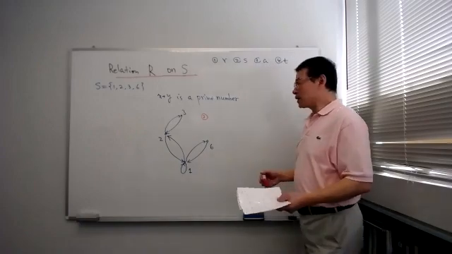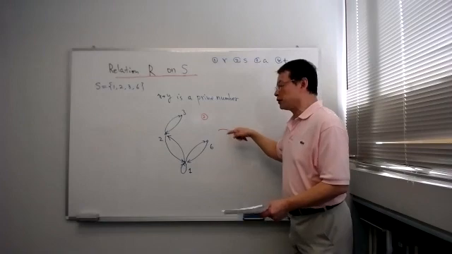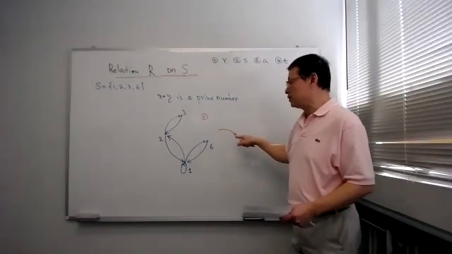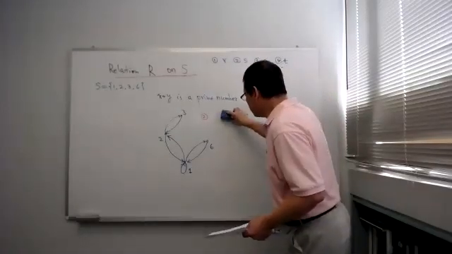It's not anti-symmetric because we don't have an edge in one direction only. Without this one, we don't have that situation for every edge. So certainly it's not anti-symmetric. Now, where is the transitive?